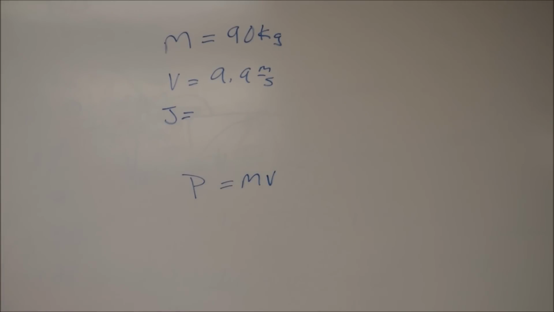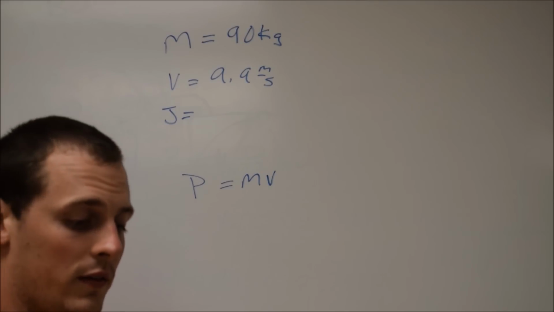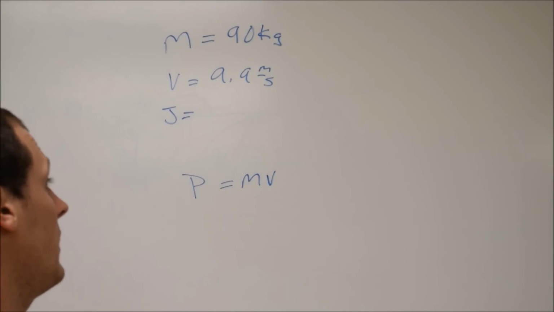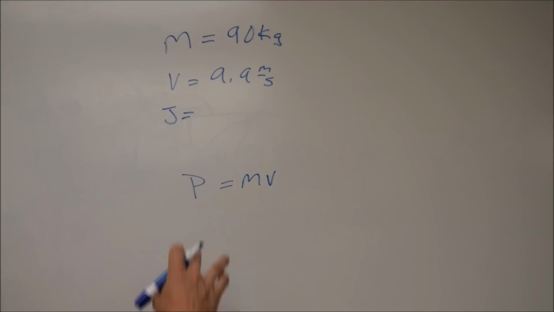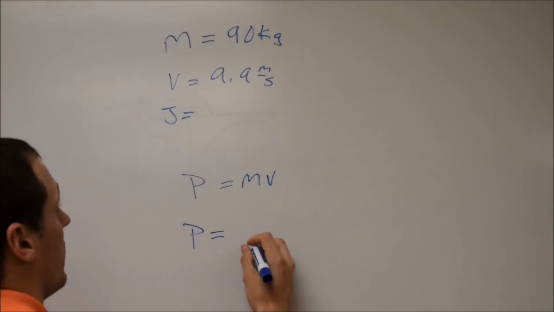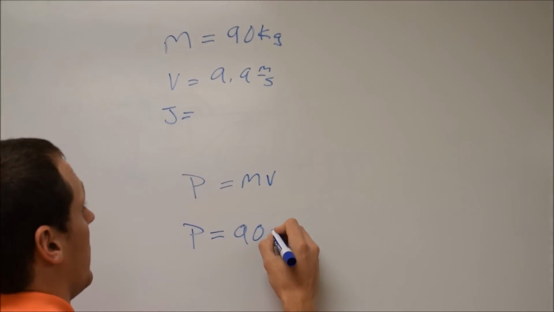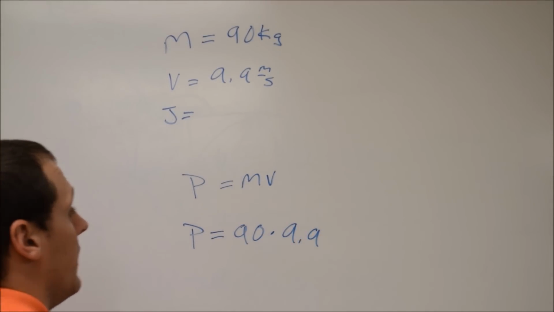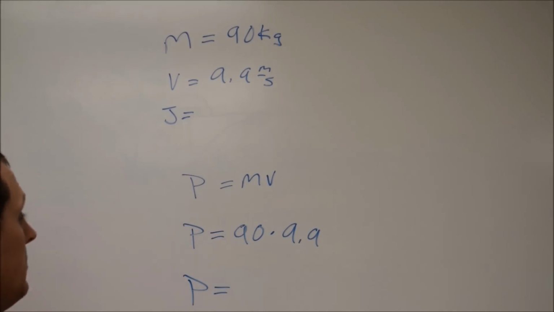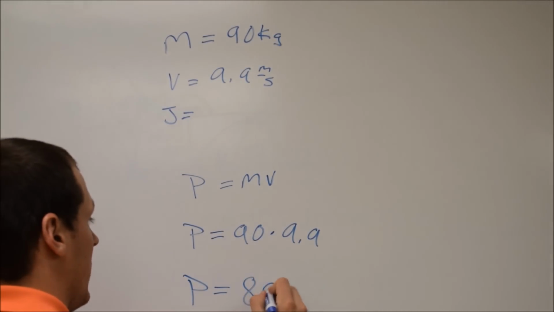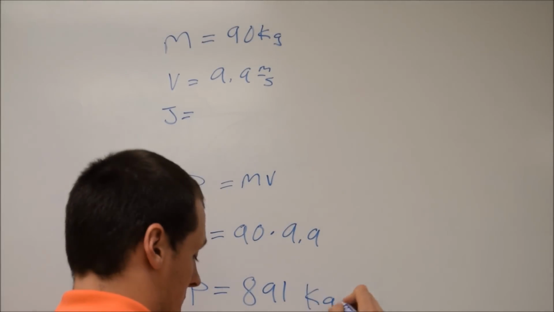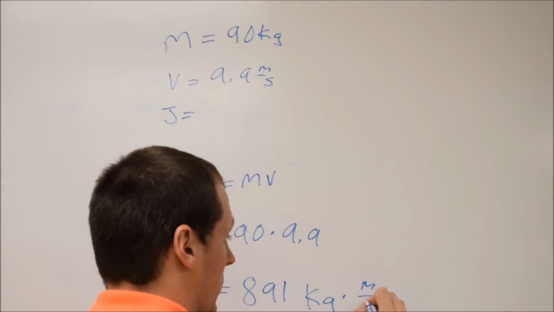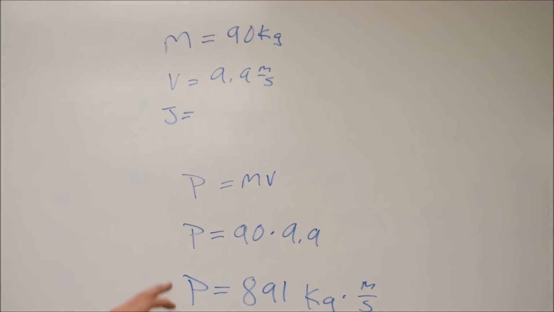One thing that's pretty important as you're going through all these formulas for the tests is that it's especially good to know what some of the different letters stand for. So P in this case is equal to momentum. We just plug in the numbers we've got: mass, which is 90, times velocity, which is 9.9. And then we get our momentum is equal to 891. The units for momentum are kilograms times meters per second. So that's the first bit.